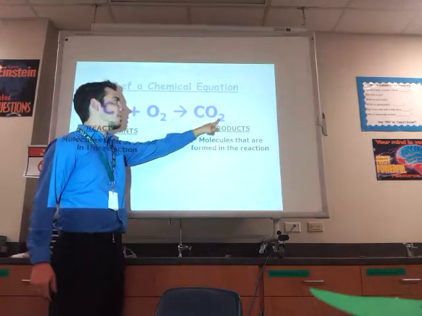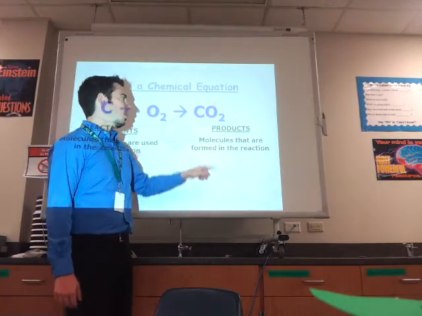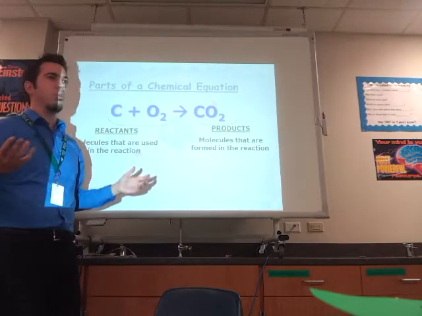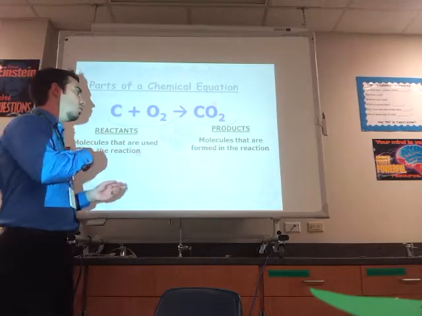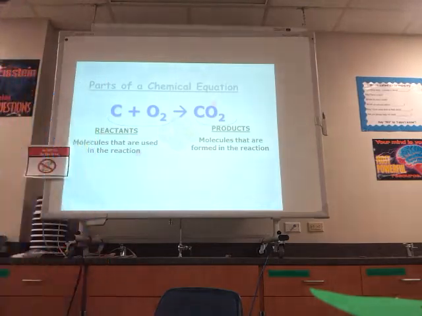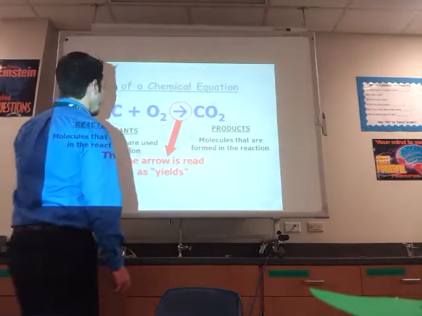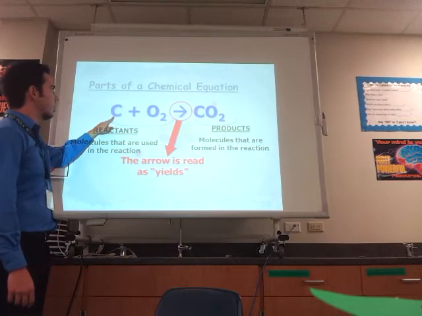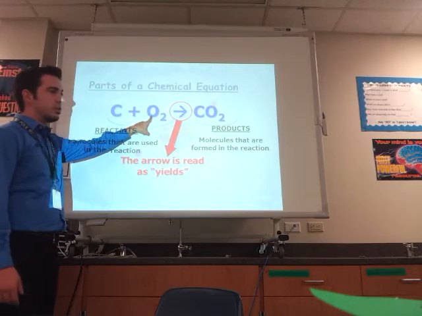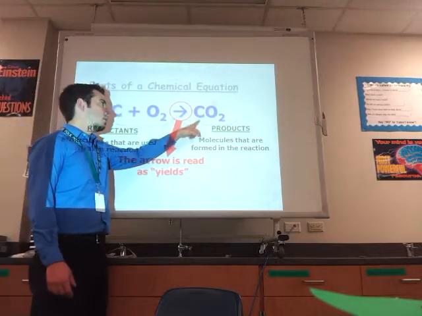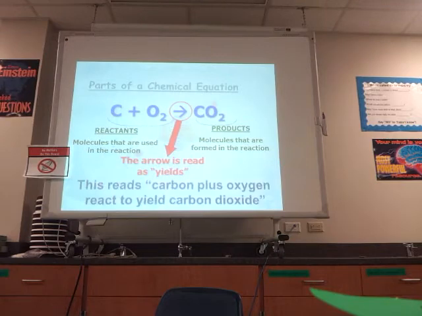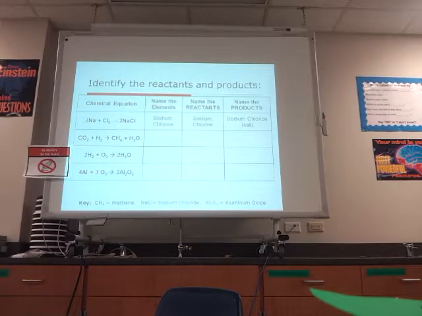And on the right side of the arrow we have the product, CO2. That's the substance or molecules that are formed in the reaction, our products. What do we end up with as a result of that chemical reaction? And in the middle we have our arrow, and that arrow is just read as yields. So if you were to read this whole thing out loud, it'd be carbon, or C, plus oxygen, or O2, yields carbon dioxide, CO2. So carbon plus oxygen react to yield carbon dioxide.